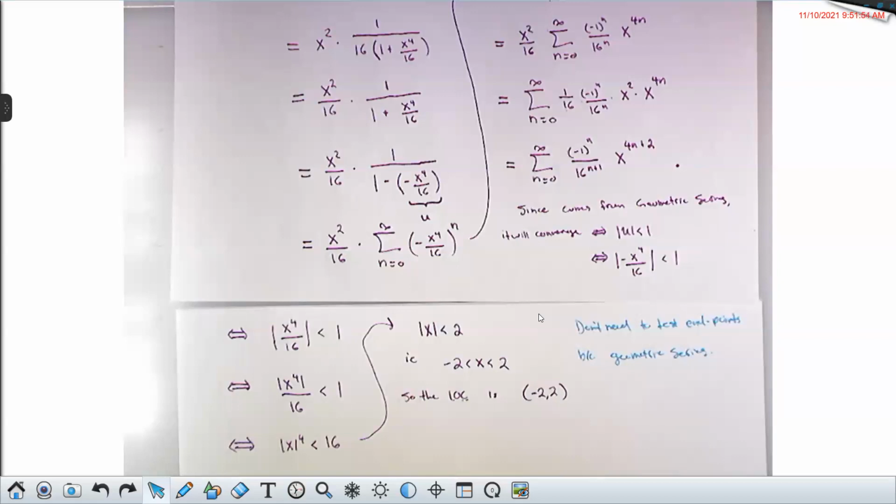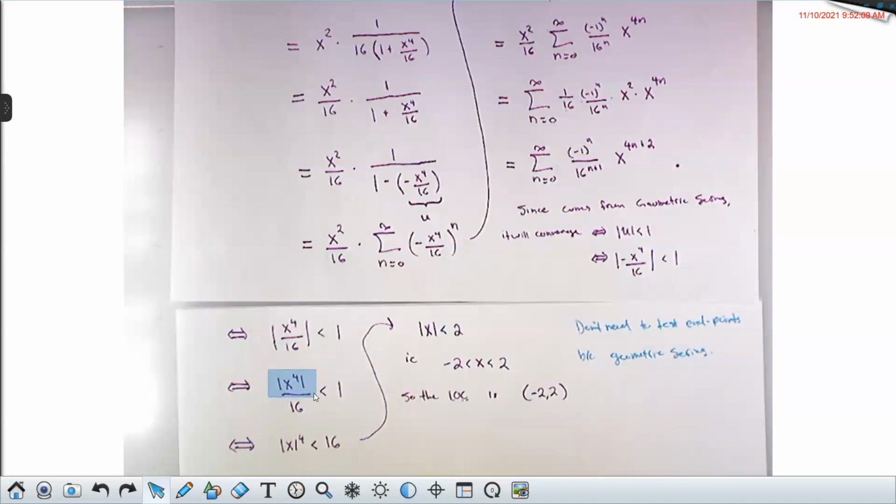But isn't it, if you put any number into x, even if it's negative, because it's the fourth power, then it would end up being positive? It's true that x to the fourth will end up being positive, yep. But remember, the absolute value commutes with powers.